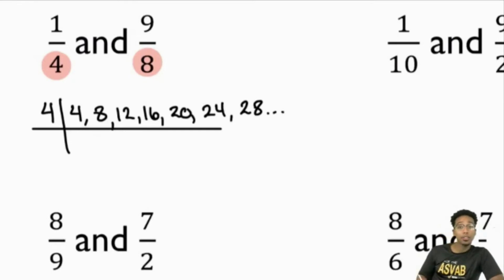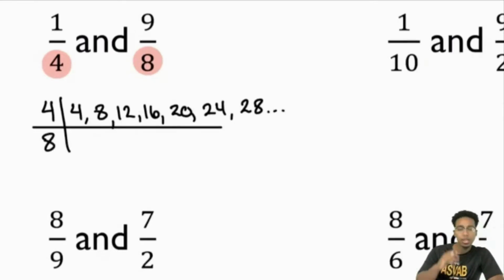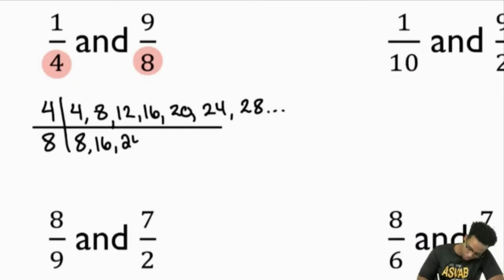Now, if you look at the number 8, let's go ahead and list those multiples. Everybody, 8 times 1 is 8, 16, then 24, then 32. Then we're going to have ourselves 40. And then we just keep going.